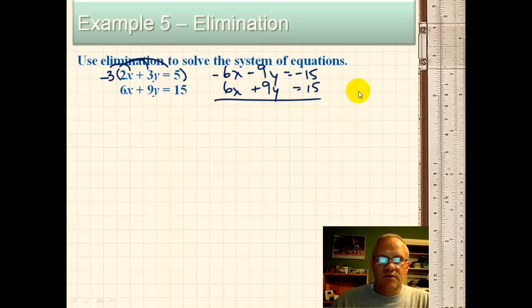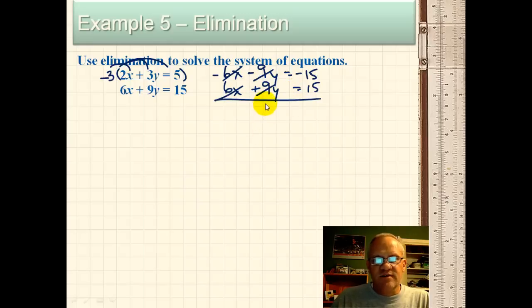Okay, now we're going to add these out. By the way, I don't know if I really mentioned this earlier, but when you do this method, the x's, the y's, the equal signs, the numbers all have to be lined up, straight up and down. So, you can't have these mixed up in a different order. It doesn't have to be this order, but it does have to be in the same order for both of them. So, all right, when I add these, negative 6x and 6x cancel. Negative 9y and 9y, uh-oh, they cancel too.